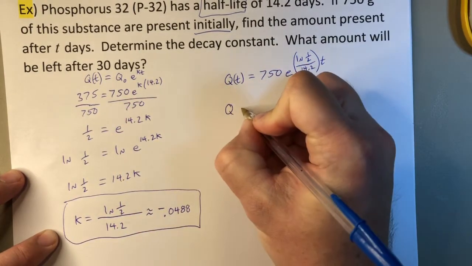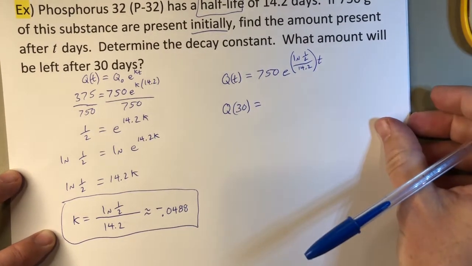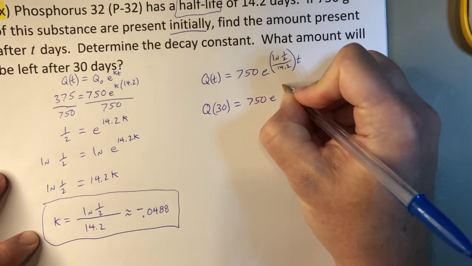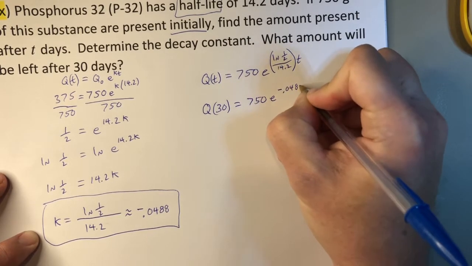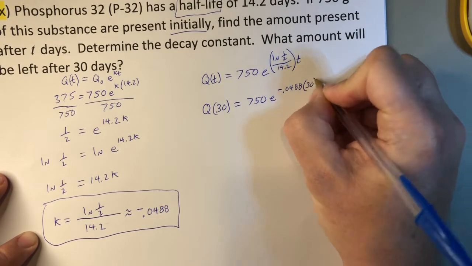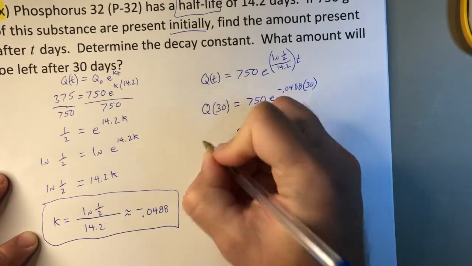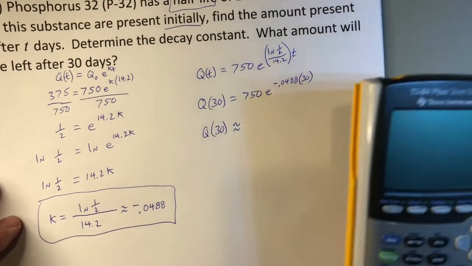That's just simply Q of 30. All right, Q of 30. So Q of 30 is going to be equal to 750 e to the whatever this is. You know what? I'm just going to use this. It'll be a little bit quicker perhaps. And then times 30. And so you plug this in your calculator. And let's see what we get here. Let's plug this in our calculator.